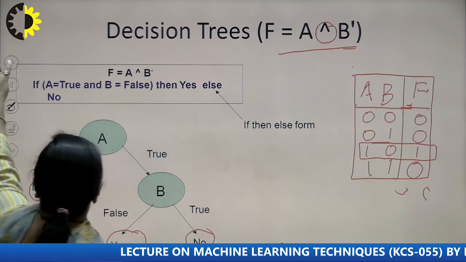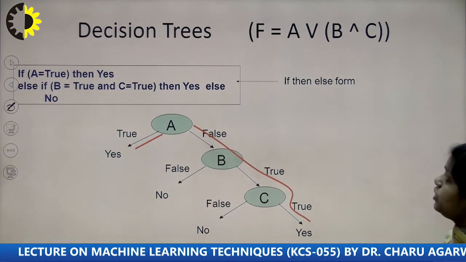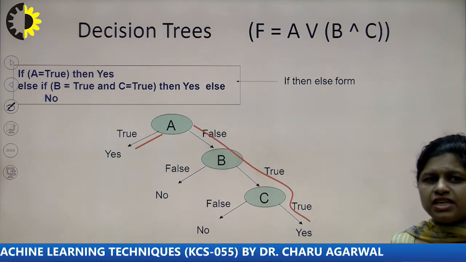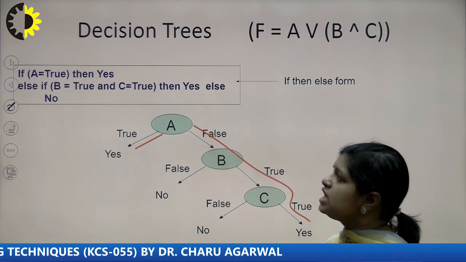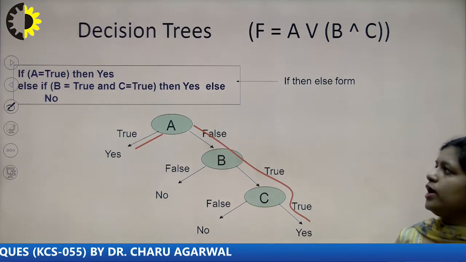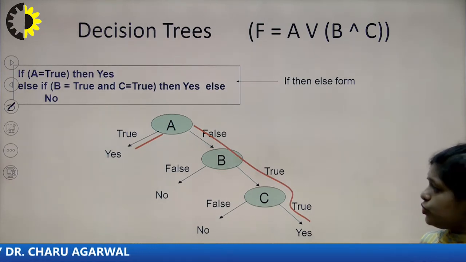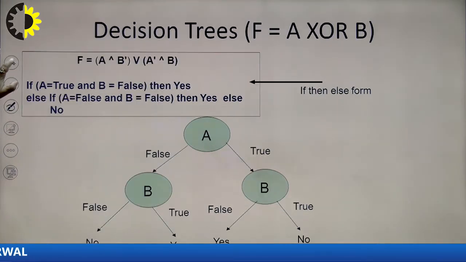So in a similar way, you can draw the decision tree for the remaining Boolean functions. F is equal to A or B and C. Here, if A is true, then we have the answer yes. If B is equal to true and C is equal to true, then yes, otherwise we have the answer no. In a similar way, we can draw the decision tree for this problem also.